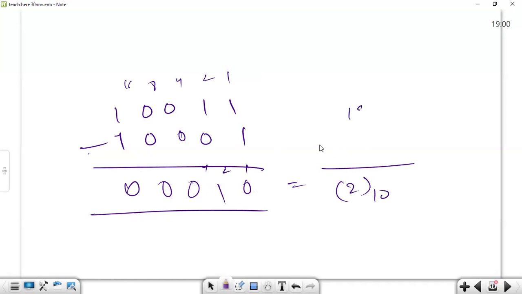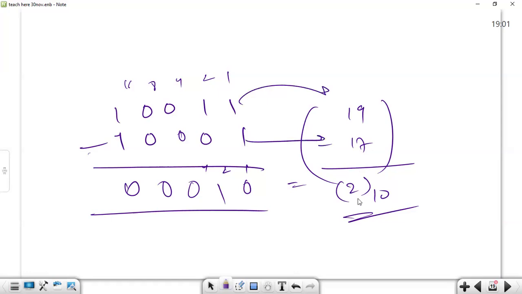16 plus 3 is 19. 16 once, so this is 17. So yes, this is correct. Clear? Any doubts? No doubt, sir. If you face any difficulty doing this, simply convert them into the decimal number system, find out the answer, then convert it back into binary and mark the option.